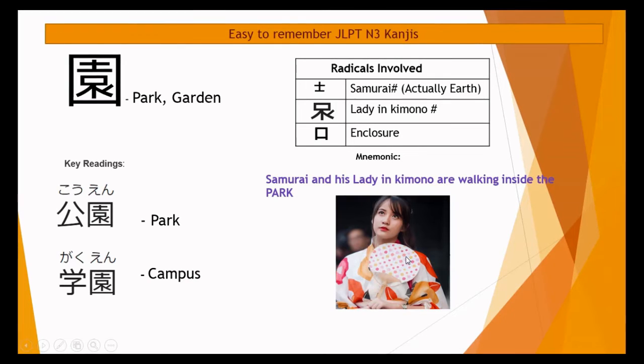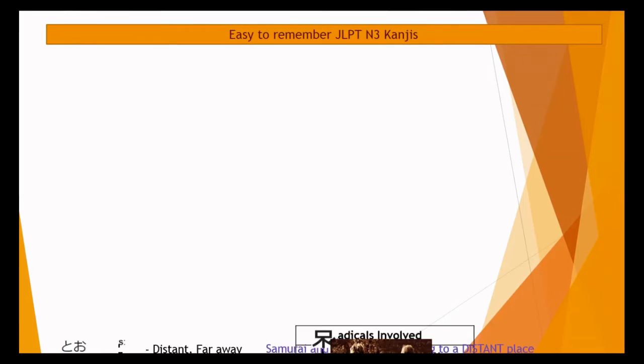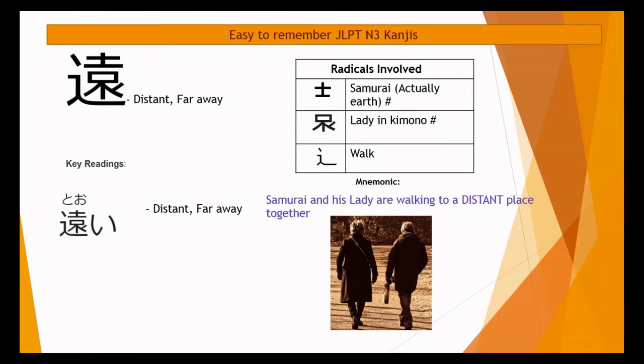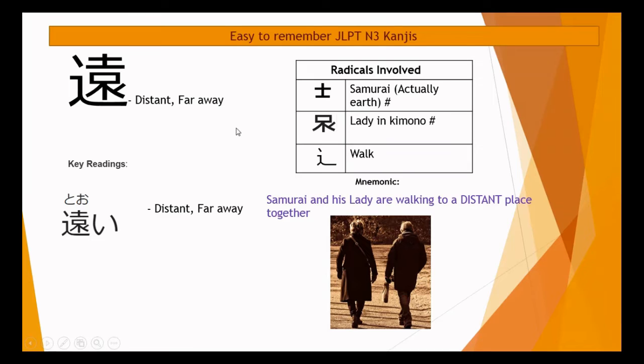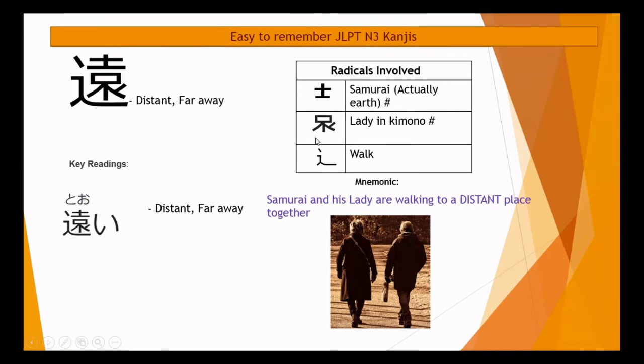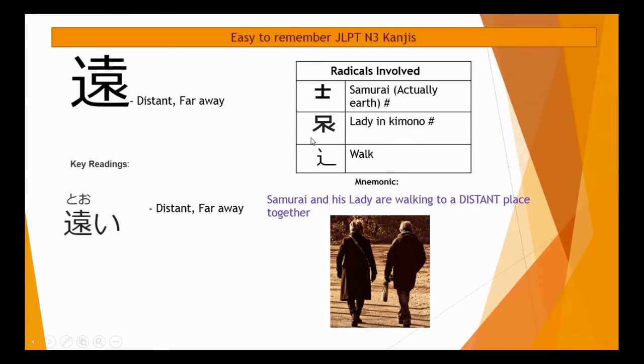The second kanji is the toi kanji, which means distant or far away. The first two radicals of this kanji are same as the previous kanji, the samurai and the lady in kimono. So we directly jump into the third radical, which is the radical for path, and in this case we are going to remember it as the radical for walk.